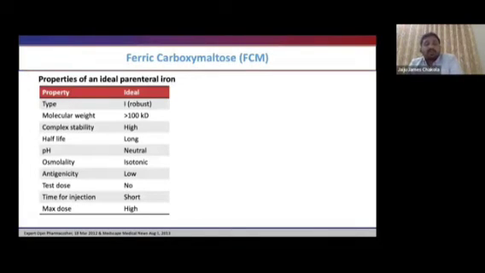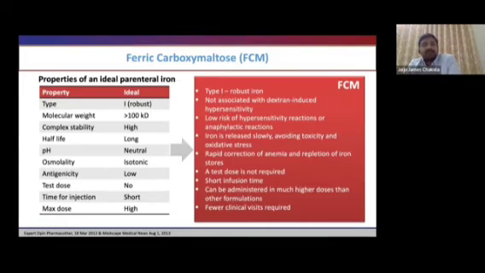So just briefly going through the properties of an ideal parenteral iron. It should be stable, molecular weight more than 100 kilodalton, half-life should be long, pH should be neutral, osmolality should be isotonic, antigenicity should be low, and a test dose should not be required. Time for injection should be short, and the maximum dose which can be administered should be on the higher side.